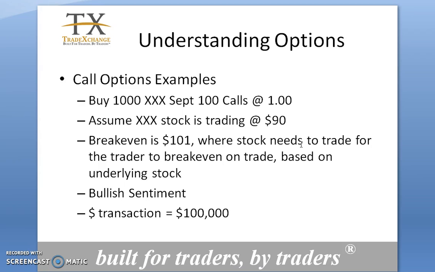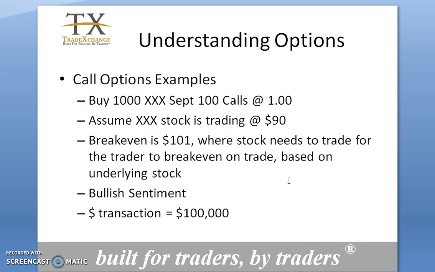The value of the transaction is $100,000. Why? We take 1,000 multiplied by 100. Remember, one contract equals 100 shares, and you multiply that by the cost of the contract. So in this case, 1,000 contracts times 100 is 100,000, times $1. So the value of the transaction becomes $100,000.